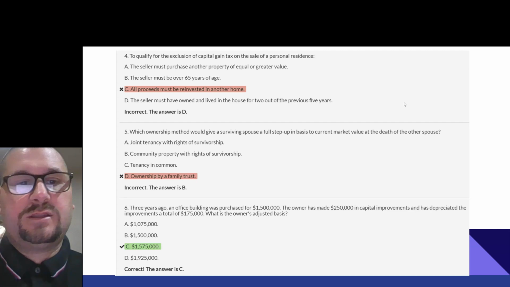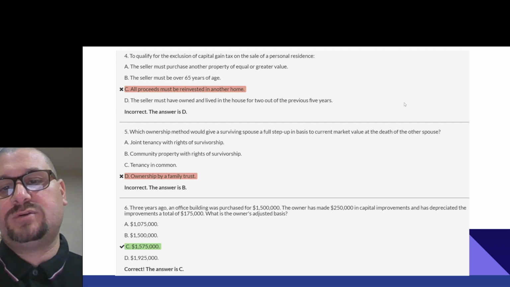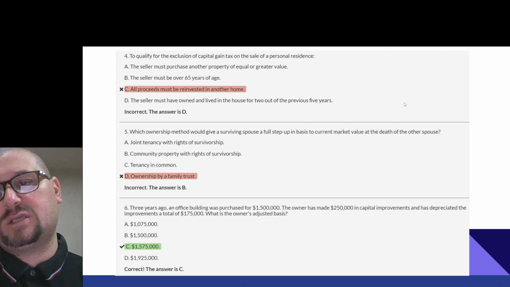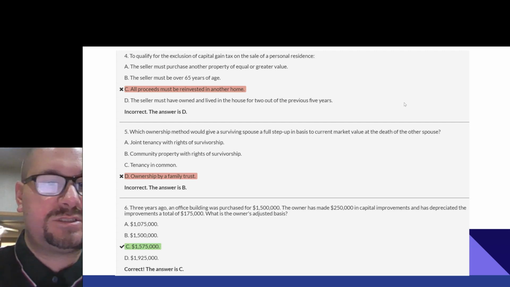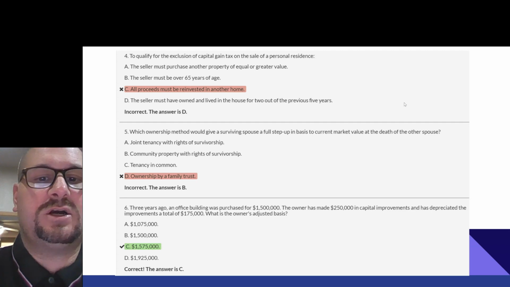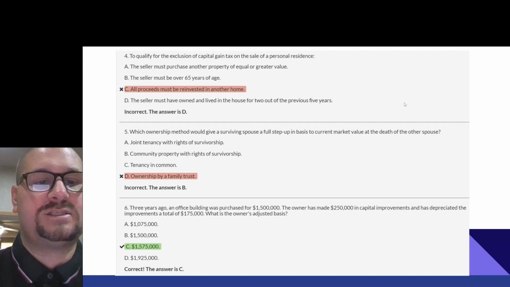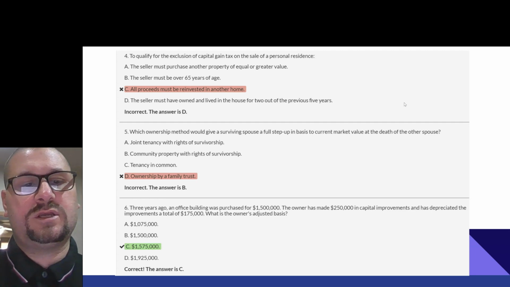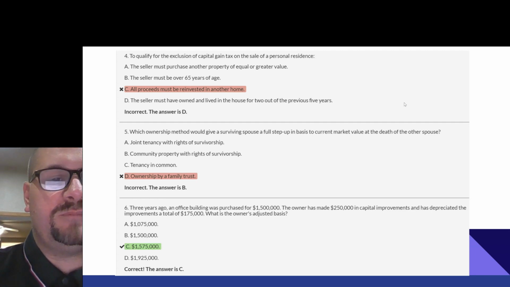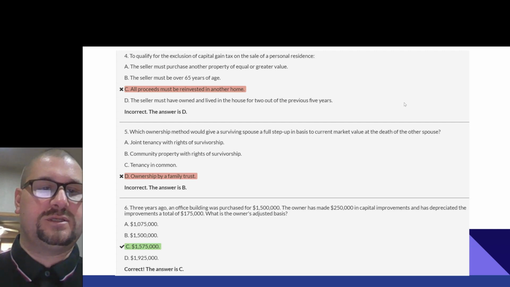Number 6, 3 years ago, an office building was purchased for $1.5 million. The owner has made $250,000 in capital improvements and has depreciated the improvements a total of $175,000. What is the owner's adjusted basis? It is C. So you're going to have to do some math on this one. $1,575,000. That's the owner's adjusted basis.